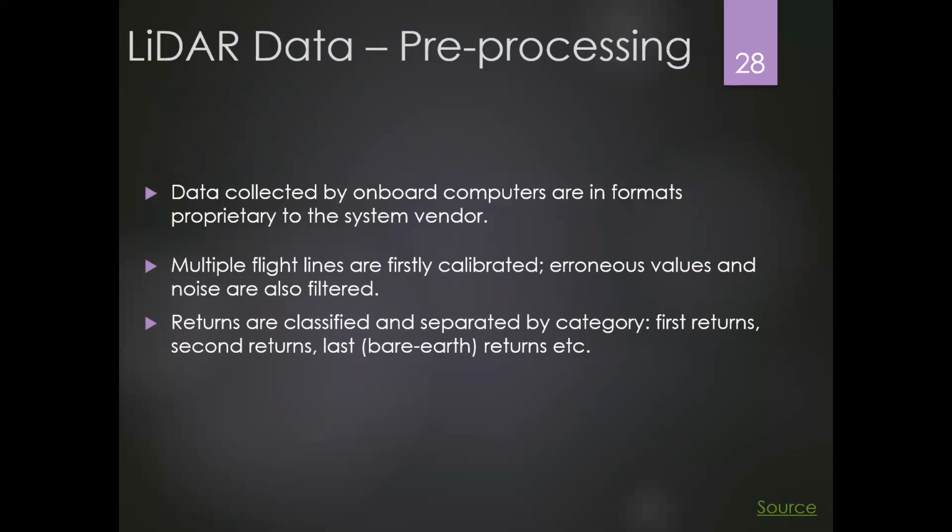You saw the flight plan figure before, right? There are usually multiple flight lines, and there will always be overlap between lines. Different lines are first calibrated, and error values and noise are also filtered. This can be done by onboard computers. Returns are classified and separated by category: first returns, second returns, last returns. You should also know that the last returns are usually bare earth returns.